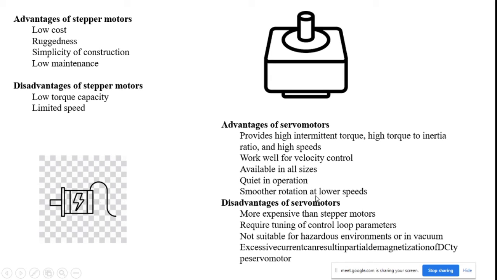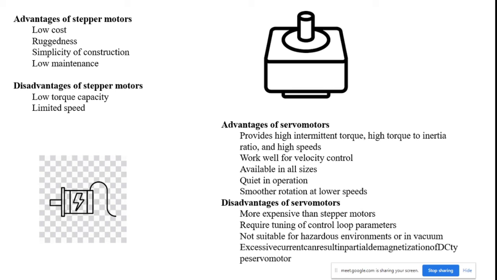Those are more expensive. If I compare with the stepper motor purchase, the servo motor costs a lot more and requires tuning of control loop parameters. So tuning is required in servo motors, and it is not suitable for hazardous environments or in vacuum. Also, excessive current can result in partial demagnetization of a DC type servo motor. These are all the disadvantages available with servo motors.